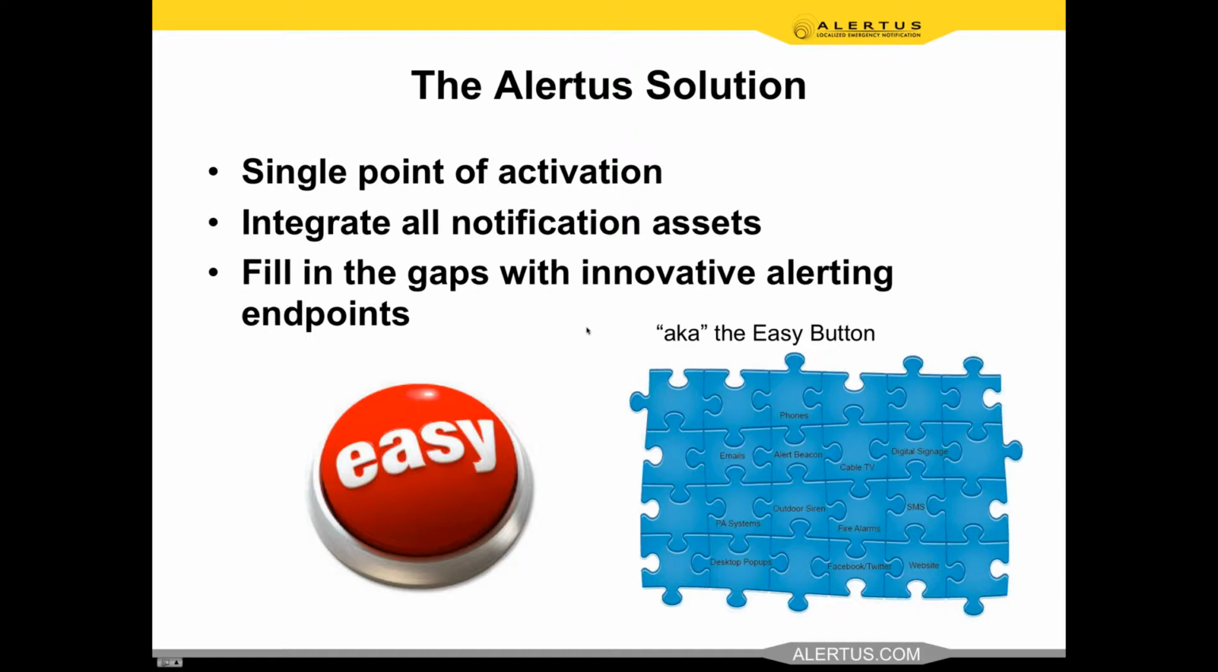To wrap up the Alertus solution and really the value proposition of what we can help you with is we can provide a single point of activation to bring all these different assets that you have that are disparate together to activate. That point of activation can either be a web interface, it can be a mobile, it can be automated weather alerts coming from a weather service. You name it, there's many different ways to activate the Alertus system, but it provides you that unified activation interface.